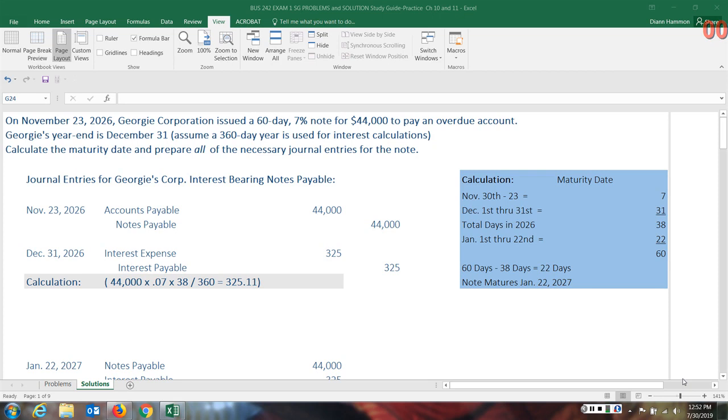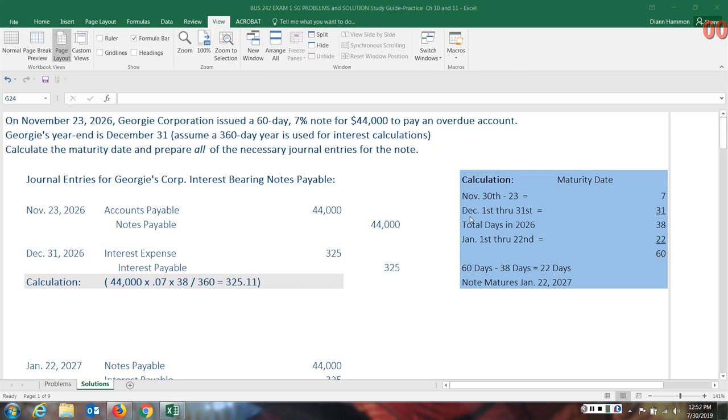Calculate the maturity date first. Prepare all of the necessary journal entries for the note. On the right-hand side of the screen, you see the calculation for the maturity date. Georgie is establishing this note in November. There are 30 days in November. The note is being established on the 23rd, so subtraction: 30 minus 23 means that 7 days in November will accrue interest.